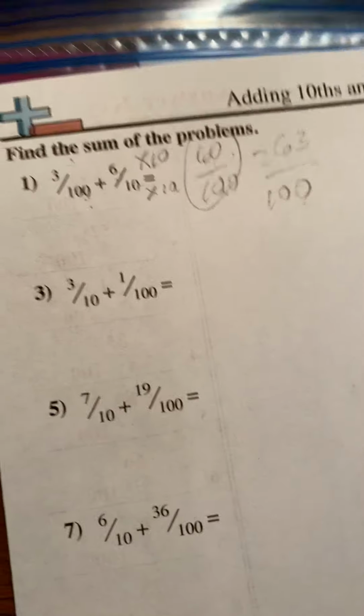Now, why would you want this sheet that I talked about earlier? Well, the first problem said I was going to add 3 hundredths. So here's my 100 grid. Here's 1, 2, 3 hundredths, right? Then it said I'm going to add 6 tenths. 1, 2, 3, 4, 5, 6.